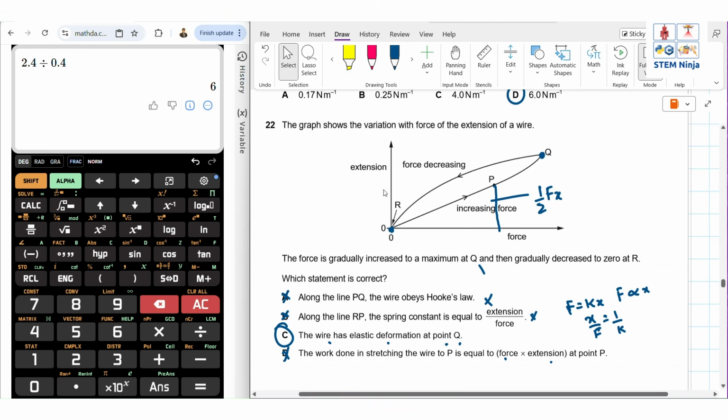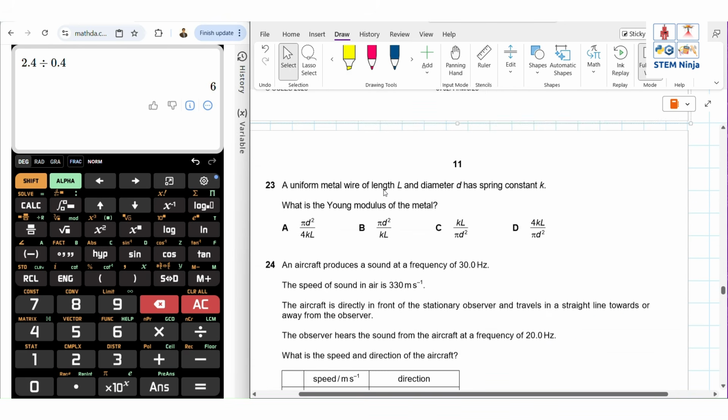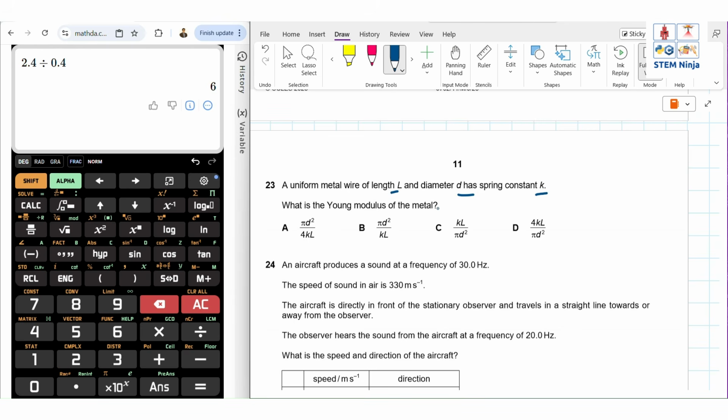All right, moving on. A uniform metal wire of length L and a diameter D has spring constant K. What is the Young modulus of the metal? So Young modulus is stress over strain. Stress is force over area. Strain is extension over the original length.